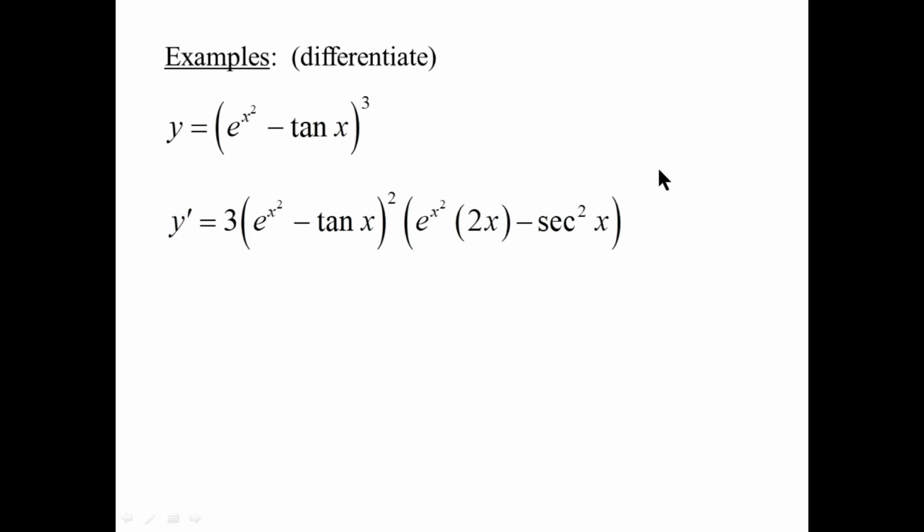And really, there's nothing can be done with this. I suppose you could square out this binomial, but it's already factored, so I think we'll leave it as is.